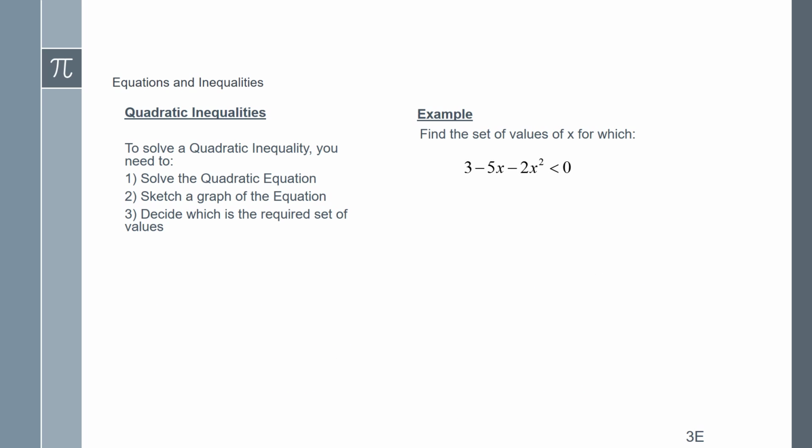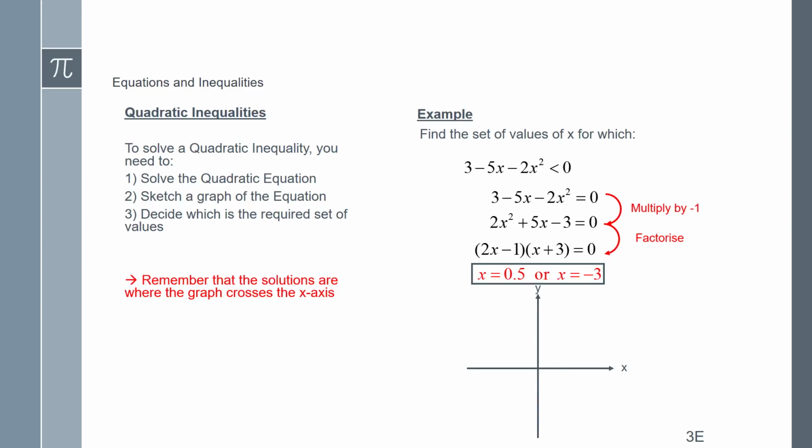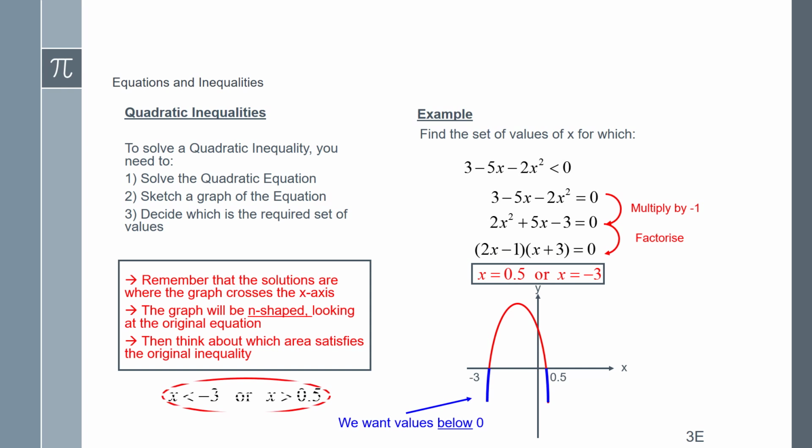3 minus 5x minus 2x squared is less than 0. So again, solve it. If we firstly times by minus 1 to make it a bit nicer, and then it will factorise. Then we can see the solutions are 0.5 and minus 3. It's minus 2x squared, so when we sketch it, that's going to mean it's an n-shaped quadratic. It's an n-shaped quadratic that goes between minus 3 and 0.5 for the roots. We want to find the bit where it's less than 0. So less than 0 is below the x-axis. So it's those two separate bits. So it's two separate inequalities. x is less than minus 3. x is bigger than 0.5.